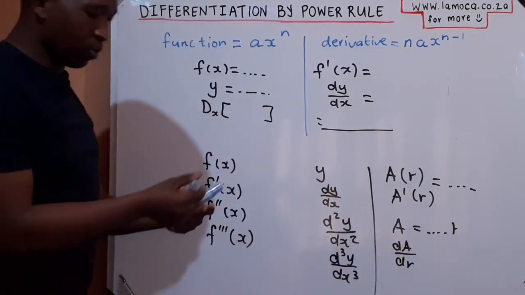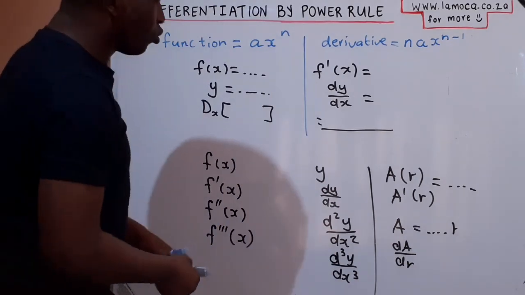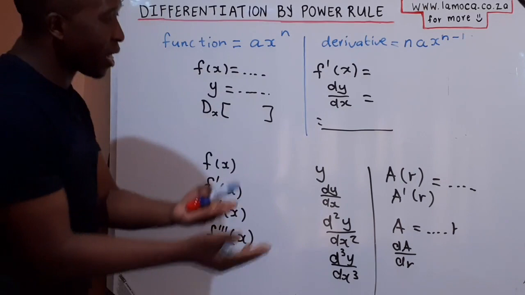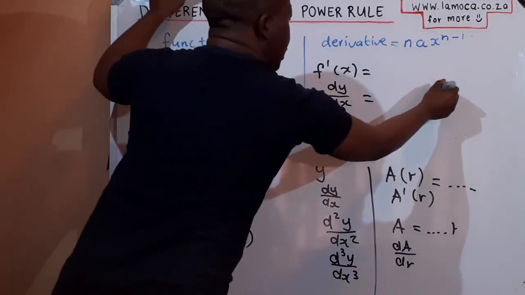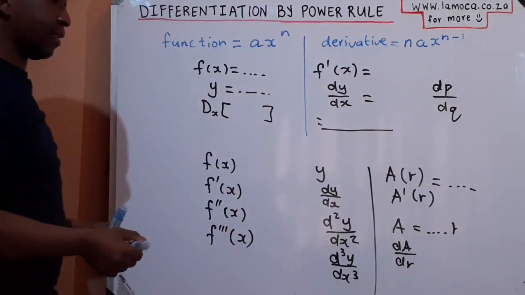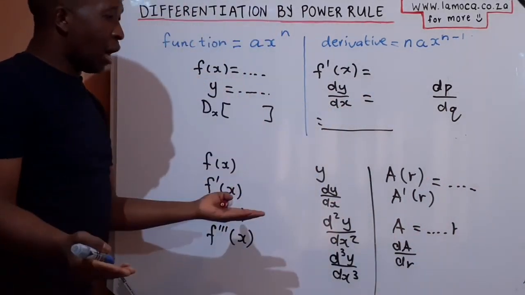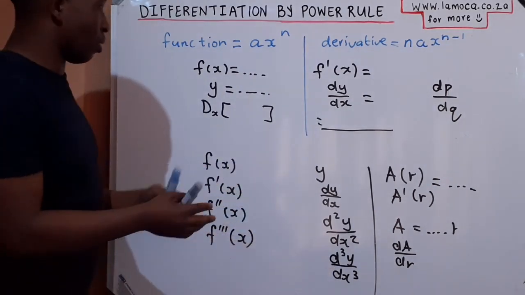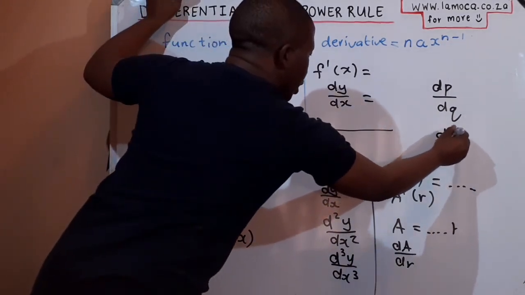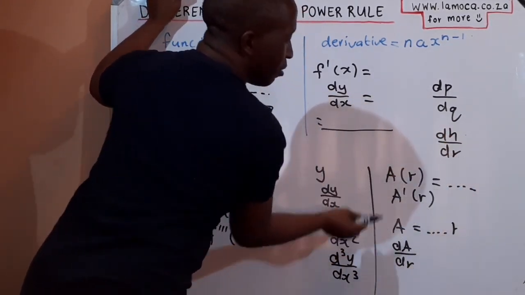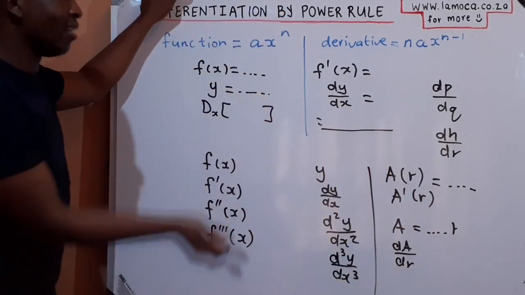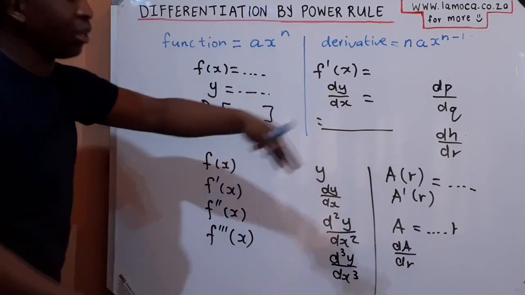You can derive anything with respect to anything. Maybe I'm thinking p as a function of q. If you want to derive p as a function of q, then you will have dp divided by dq. Another one that is popular is working out height, maybe versus the radius. You want to find the derivative of height with respect to the radius. That will be dh divided by dr. So this is to say we are deriving the height with respect to the radius. So it's not only limited to x's and y's. You can have other variables that you could be dealing with.